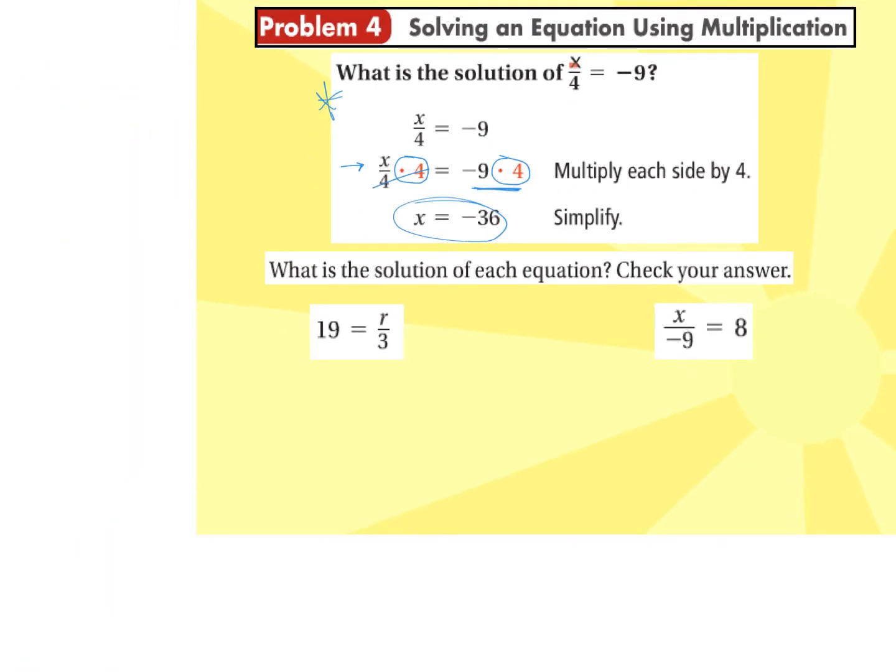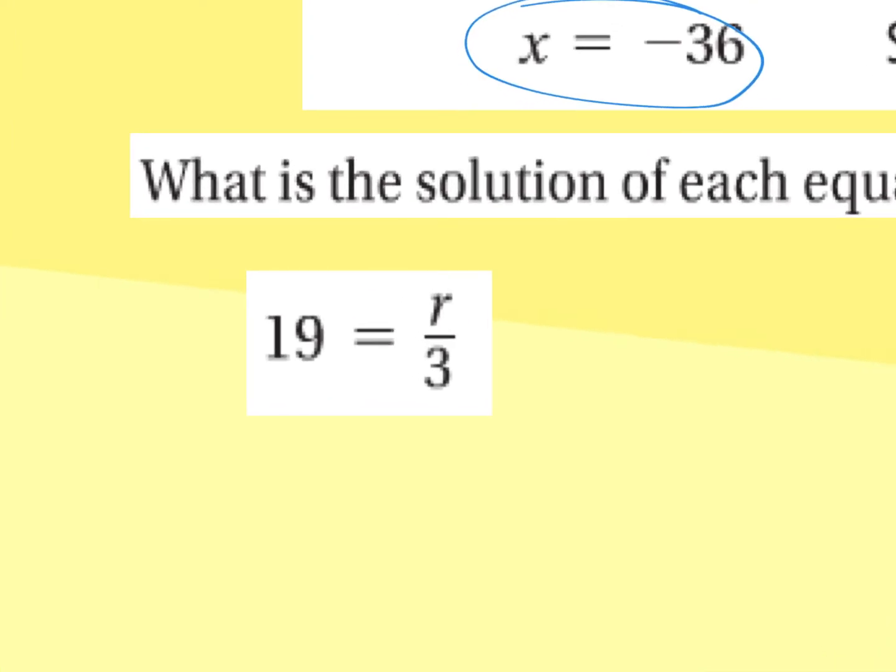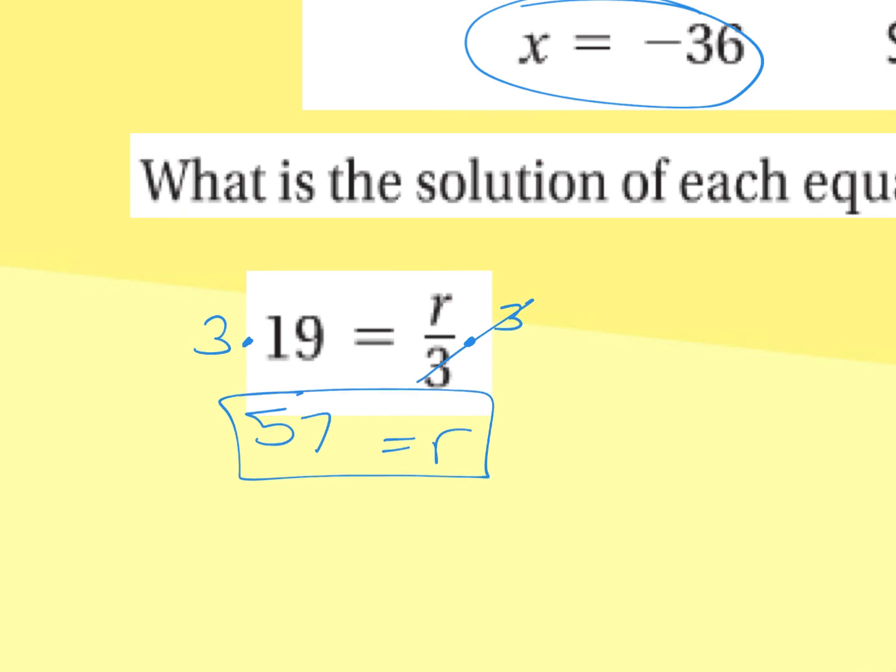Okay, take a look at a couple down here. Our first one, we've got r divided by 3. Well, the opposite of divided by 3 is going to be times 3. I'm doing that to both sides of my equation. On the right-hand side, what's going to happen is the 3's are going to cancel out, so r will be alone. And then it's just 3 times 19, which is 57.